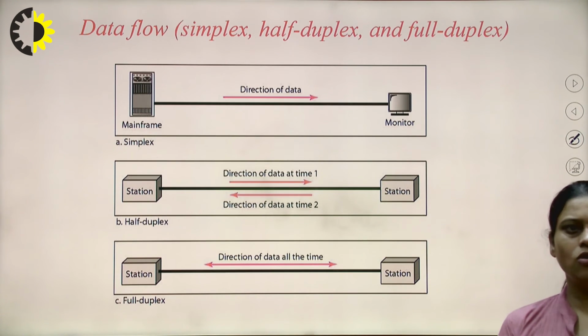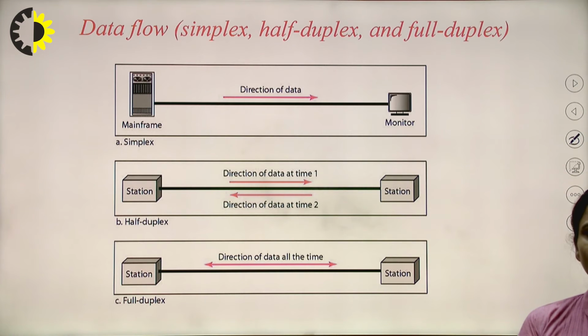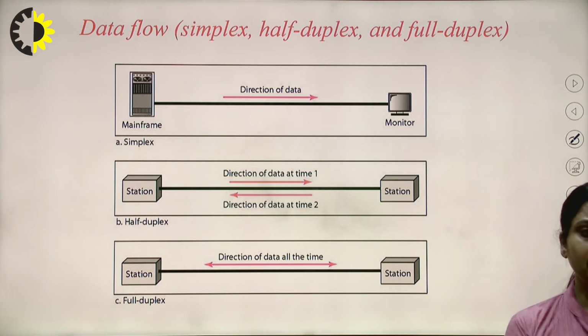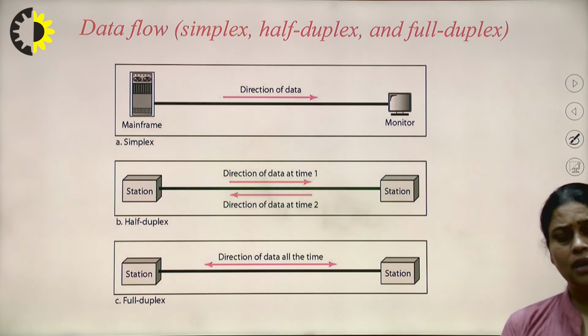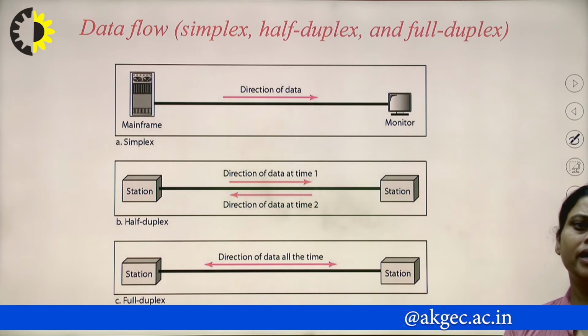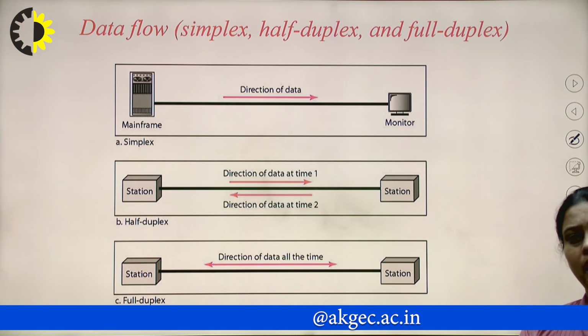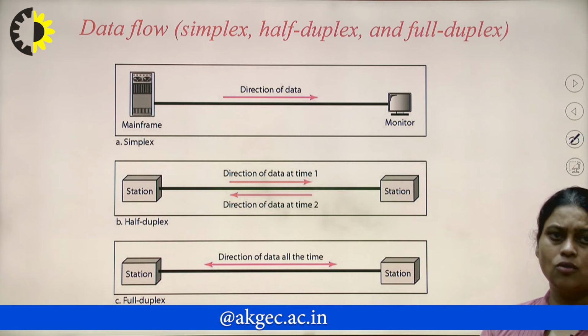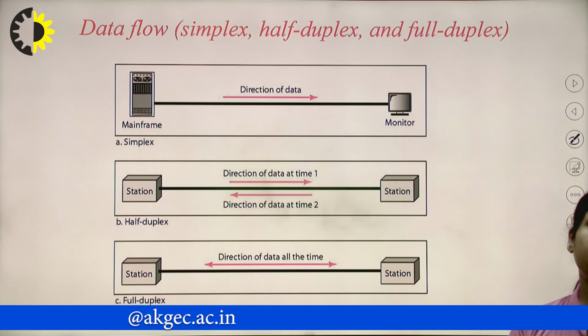So, if we are coming to the first category, that is the simplex mode. In the simplex mode, only one device is responsible for sending the data and the other device is only responsible for receiving the data at any time. We can take an example of this simplex mode: keyboard, mouse. These are examples of simplex mode. Only one device is used for sending the data and the other device is only responsible for receiving that data.